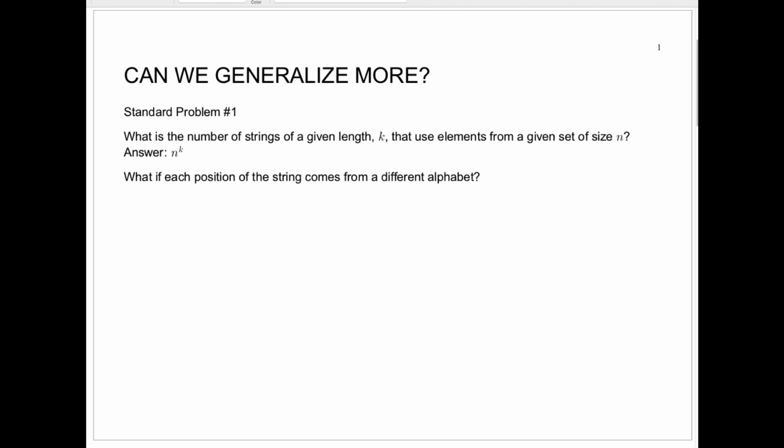We're going to ask, can we generalize this, which was already a generalization of the simpler problems we started with? Well, what would it mean to generalize this? What if we're looking at strings where each position in the string can come from a different alphabet? Here are some important examples of that.